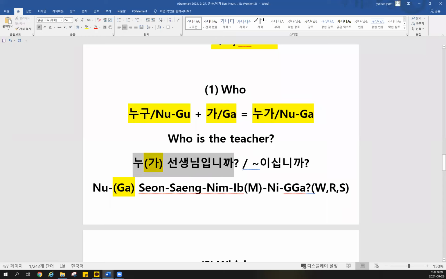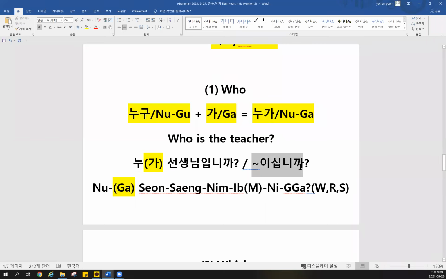This word can be used in South Korea. Let's say you're a parent and you want to see a teacher who is trying to teach your son or kid. Then you can go to the school and say 누가 선생님입니까? You can use this one.